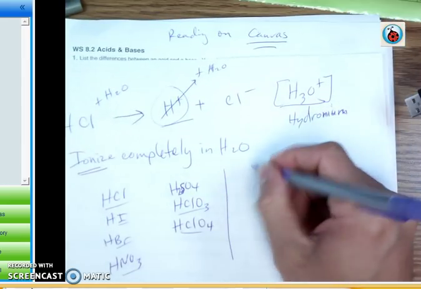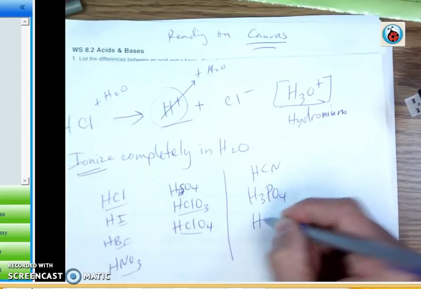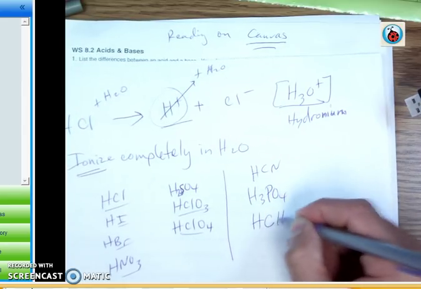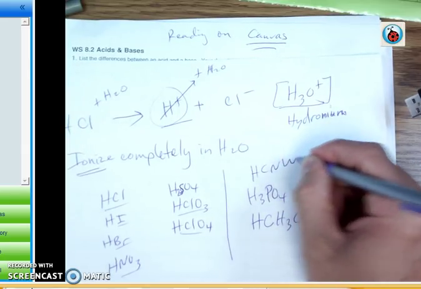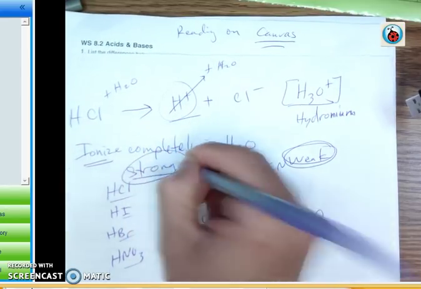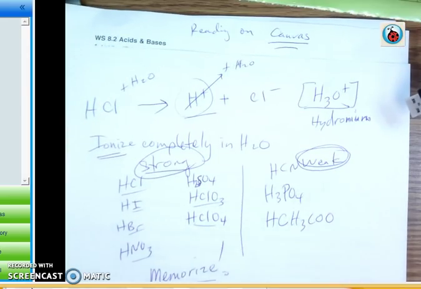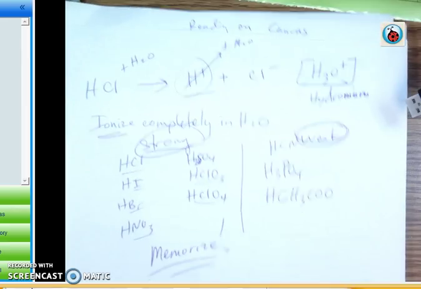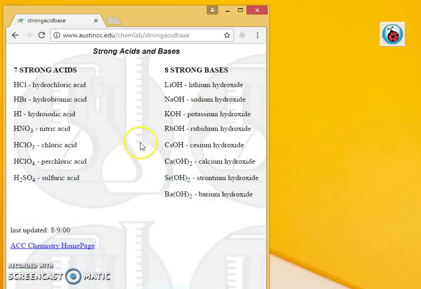Things like HCN, H3PO4, CH3COOH, acetic acid, and these are weak. Okay, these are strong. So memorize the strong list, and everything else will be weak. All right, memorize that. And then on the bases, and by now you should know what bases are. If you don't, go back to the reading assignment.